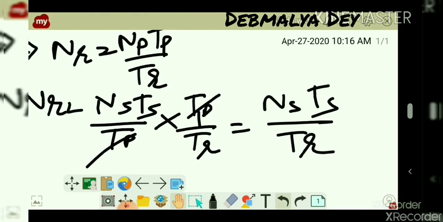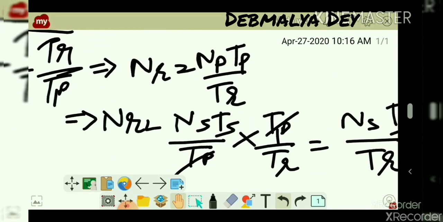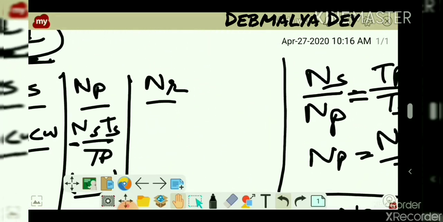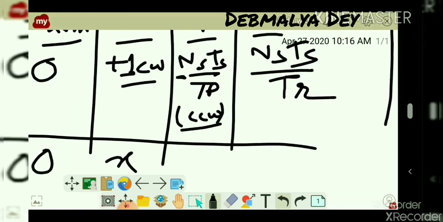All right, I hope you have understood up to this. So nr is ultimately ns ts by tr. So let's write ns ts by tr. This one will also be negative because the planet gear and the internal gear have an internal mesh. So the direction will be the same, so both will be counterclockwise.